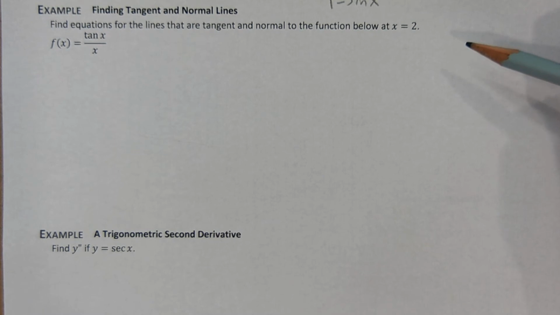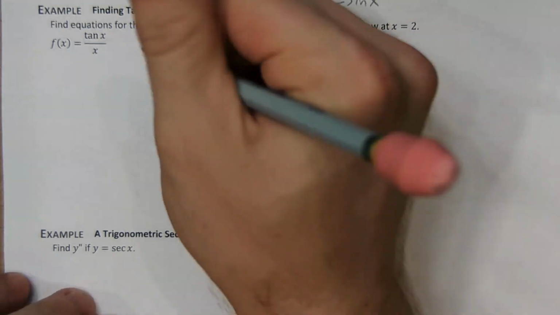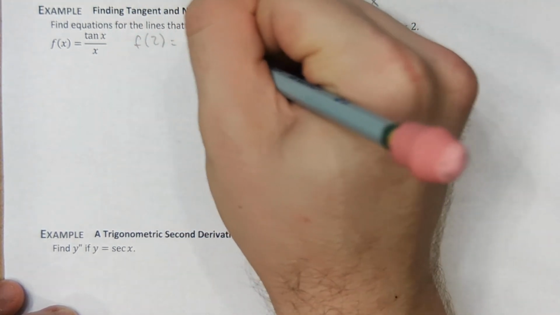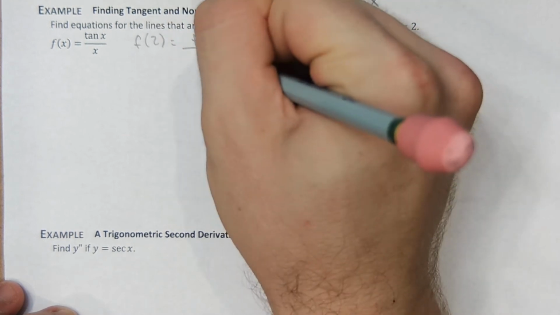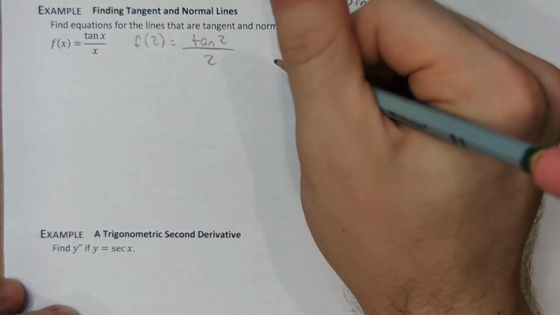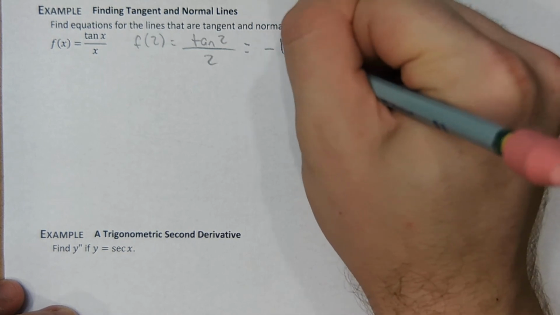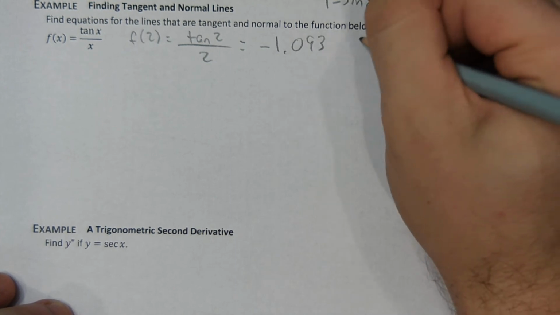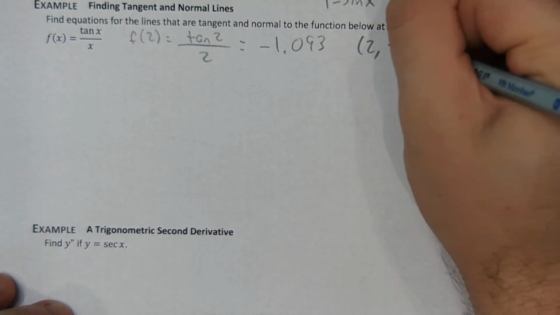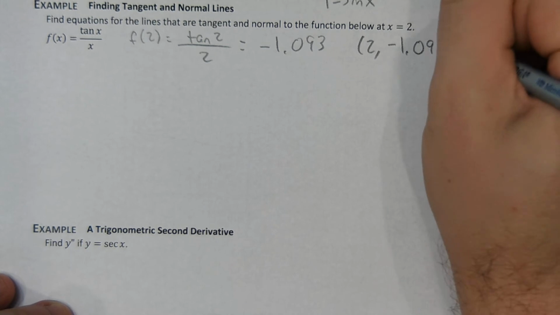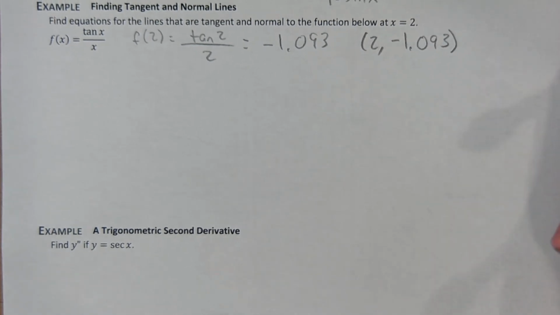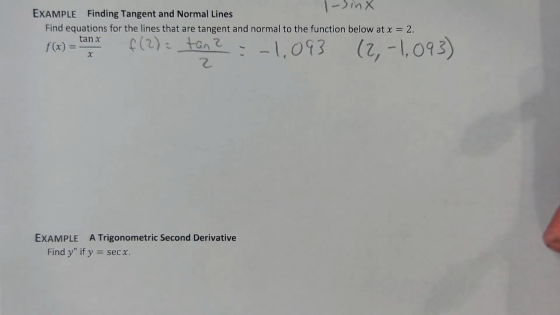So the first thing we would have to do is actually figure out what our y value is. We can't use point slope form without a point, right? So we have to figure out what f of 2 is, because that's what y equals. F of 2 is tangent of 2 radians divided by 2, which happens to be about negative 1.093. So our coordinate is 2, comma, negative 1.093. Rest assured, in the homework, I'm sure I will be having you do some evaluation at special places.